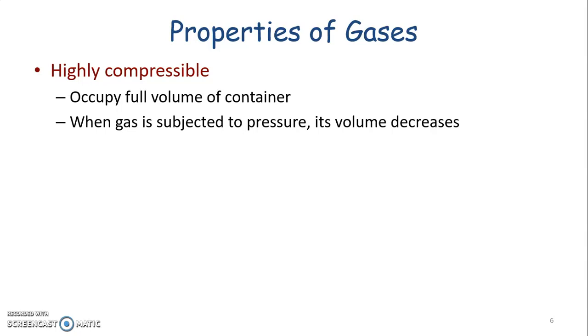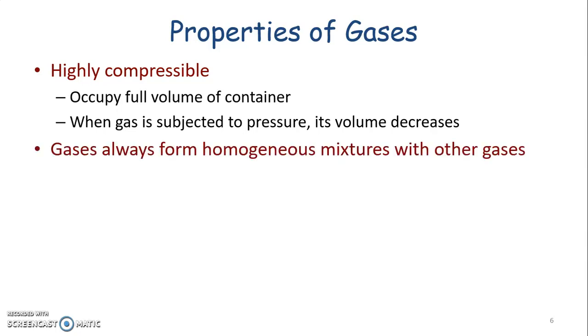If you compress a gas, its volume decreases. If you decrease the pressure surrounding a sample of gas, it will spontaneously increase its volume to fill the available space. Okay? Gases also always form homogeneous mixtures with other gases. Okay, so we know that if we just take two different gases and we combine them in the same chamber, after a short amount of time, they will be completely mixed. All right, so this is one of the reasons why we know that particles that make up gases are always moving around, as they just spontaneously mix themselves up.